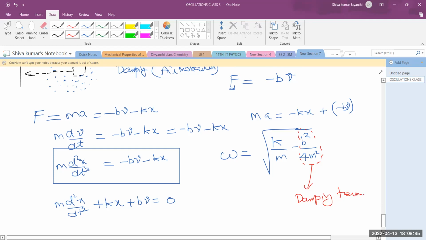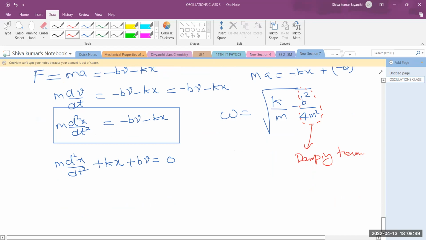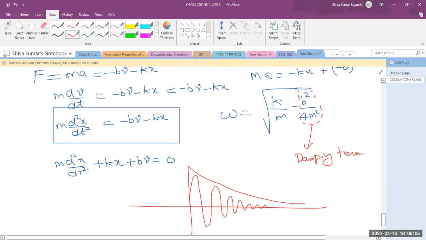The damping term you need not understand, but all you have to understand is what happens in air. When there is air, it will try to reduce, so this oscillation will be like this. It will be reducing like this. Finally, it will reduce. Understood that? This is what we have.